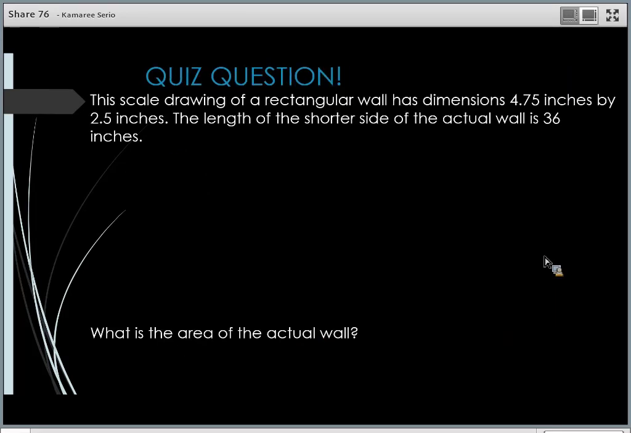Alright, so this question here is a quiz question. It will be on your quiz. It will be live on Tuesday the 26th at 10:30, so after the live session. It says that a scale drawing of a rectangular wall has dimensions of 4.75 inches by 2.5 inches. The length of the shorter side of the wall is actually 36 inches. What is the area of the actual wall?